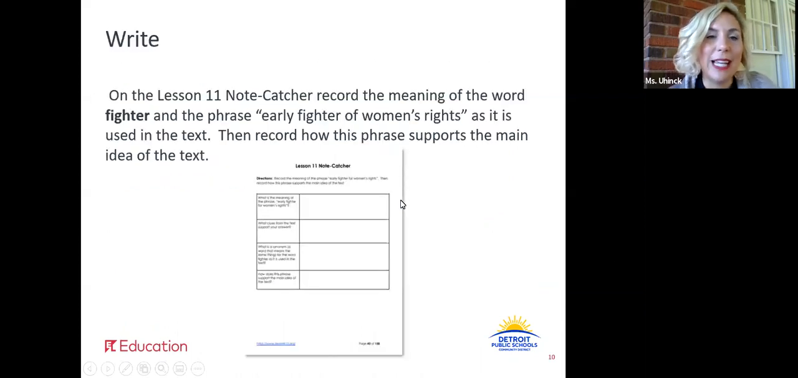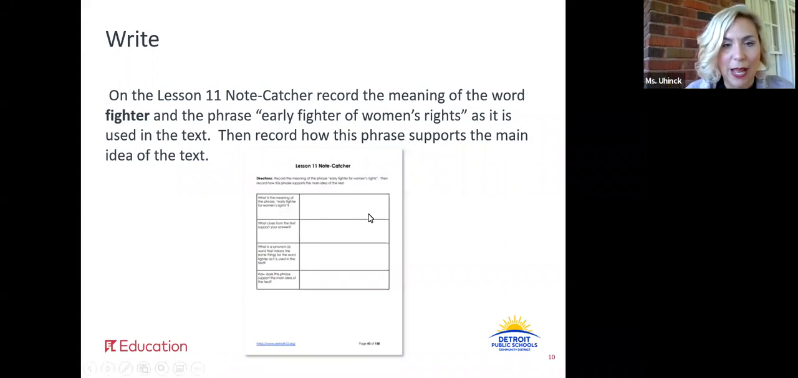All right, so on the lesson 11 note catcher, record the meaning of the word fighter and the phrase early fighter for women's rights as it is used in the text. Then I want you to record how the phrase supports the main idea of the whole text. So let's look at this note catcher.